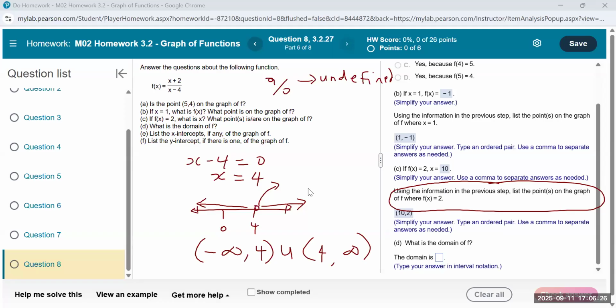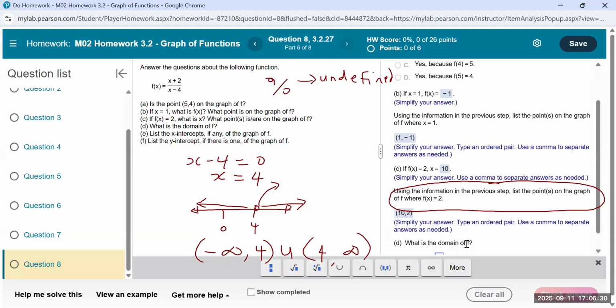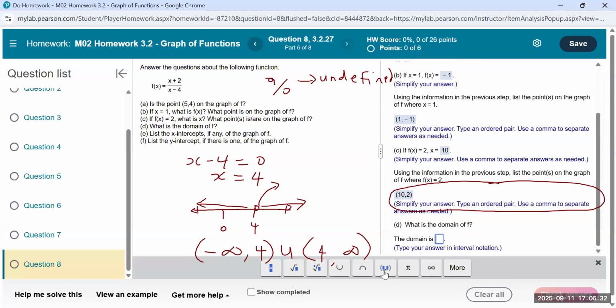So you come back to this space and you put the domain: negative infinity, 4, and then you use the union, 4, and then infinity.